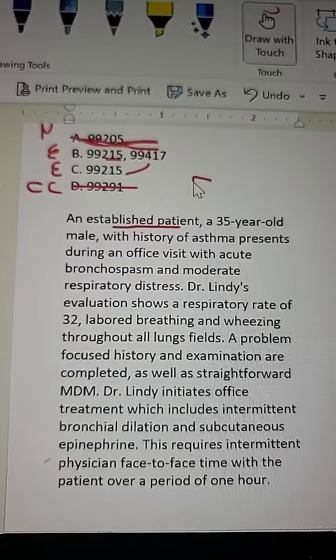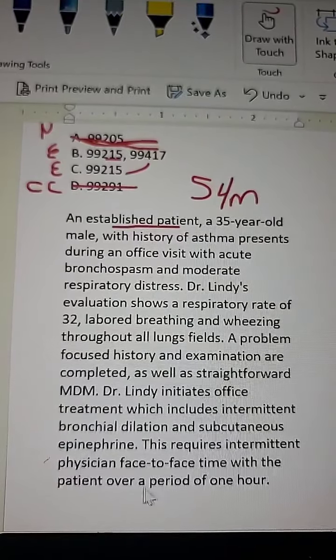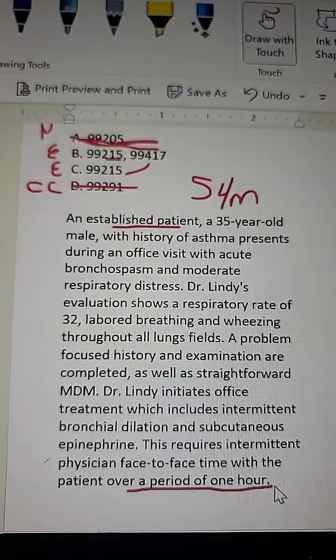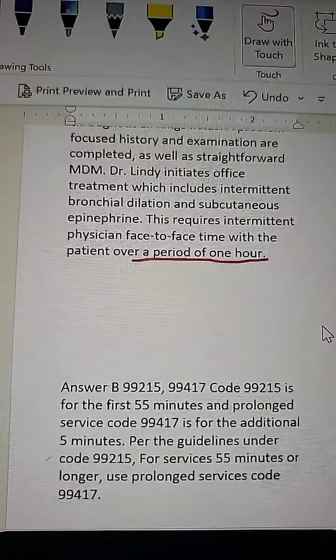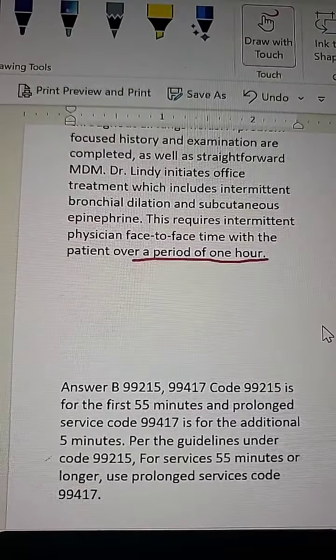I think it's 54 minutes, isn't it? 54 minutes. How much time did they do? Over 1 hour. So most definitely we can do our B and go on with our day. Yep, B is our answer.